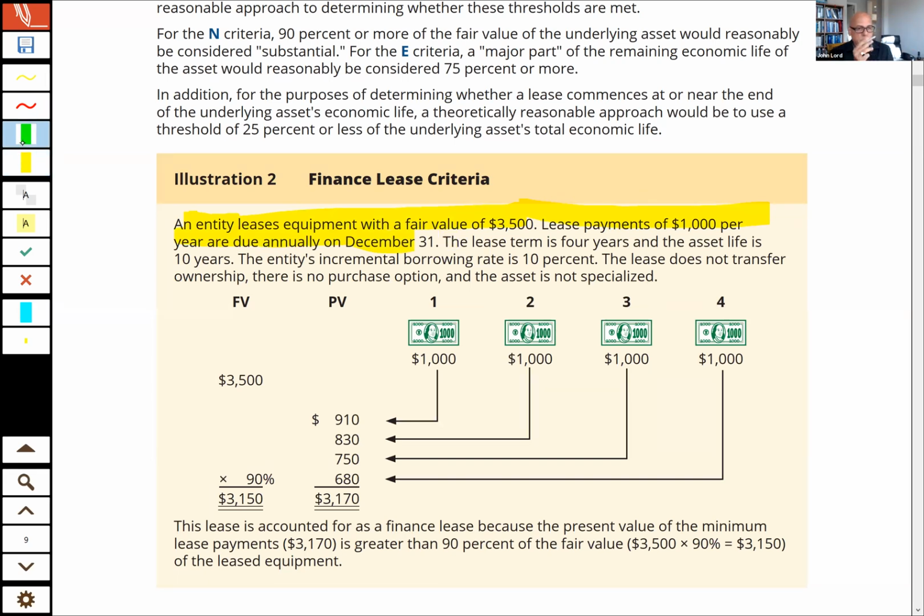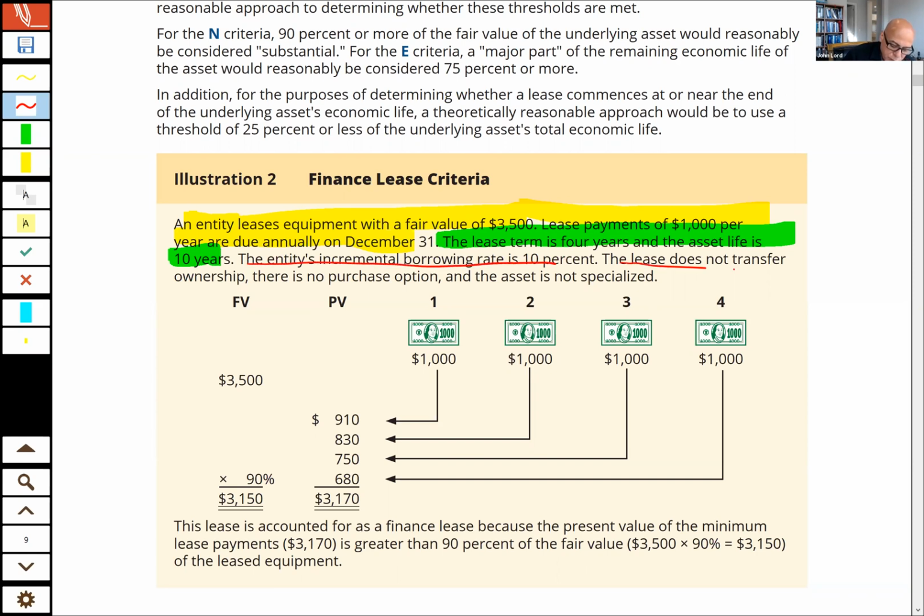Now, remember, we said we have to look to see if the lease payments are what? Substantially all of the fair value, right? So then they tell us the lease term is 4 years and the asset's life is 10 years. Okay, they're telling me that because if I'm leasing it for substantially most of the economic life, then we're also saying that it could be a finance lease.